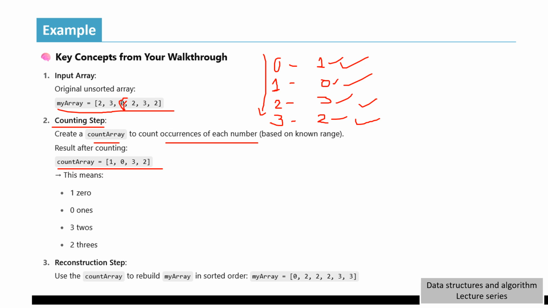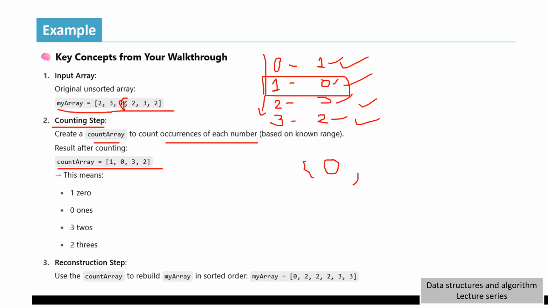Then the third step is the reconstruction step. Now you know that 0 is appearing once. So while reconstructing, I will put 0 one time. Since 1 is not appearing, its frequency is 0, so I will not write that. I will skip that part.